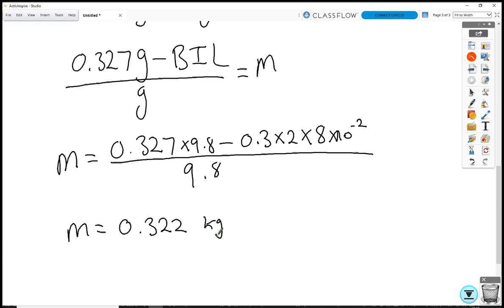Now we do a quick sanity check. Is it reading less than it did before? Yes, it is. So now we know we've done it correct because we've removed the excess force that was caused by that magnetic force due to that wire. The balance was reading in grams though, so now we convert this back to grams. That's 322 grams.